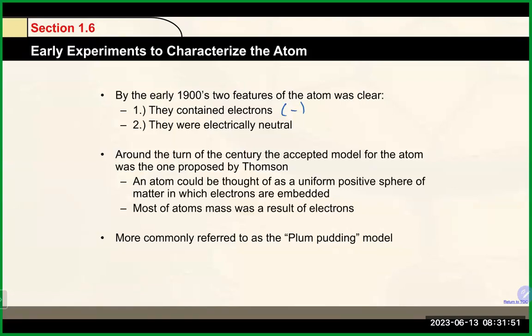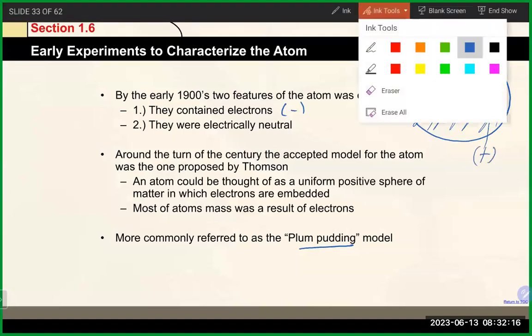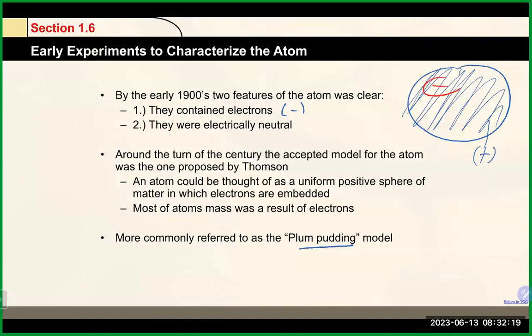Around the turn of the last century, the accepted model of the atom was one proposed by Thomson. This is sometimes referred to as the plum pudding model of the atom. It basically thought of the atom as a sphere of positive charge, spread out and diffused over the entire sphere. Inside the sphere, the electrons were embedded. That's the idea: pudding with raisins. The raisins were like the electrons, and the pudding was like the positive charge spread out over the entire thing.